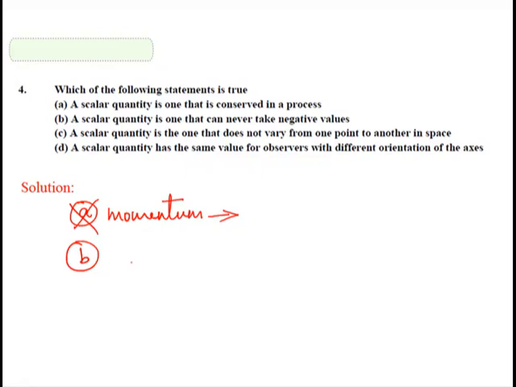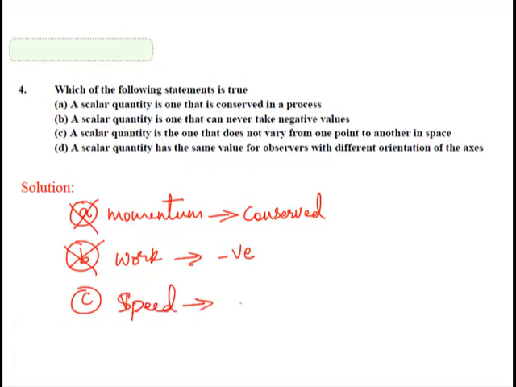A scalar quantity is one that can never take negative values. No, this is also not possible, because work is a scalar but it can be negative, right? Work can be negative and it is a scalar, so option B is also wrong. Next, a scalar quantity is the one that does not vary from one point to another in space. No, this is also not true, because velocity is a vector. Speed is a scalar and it can vary from one place to another place. This is also not true.